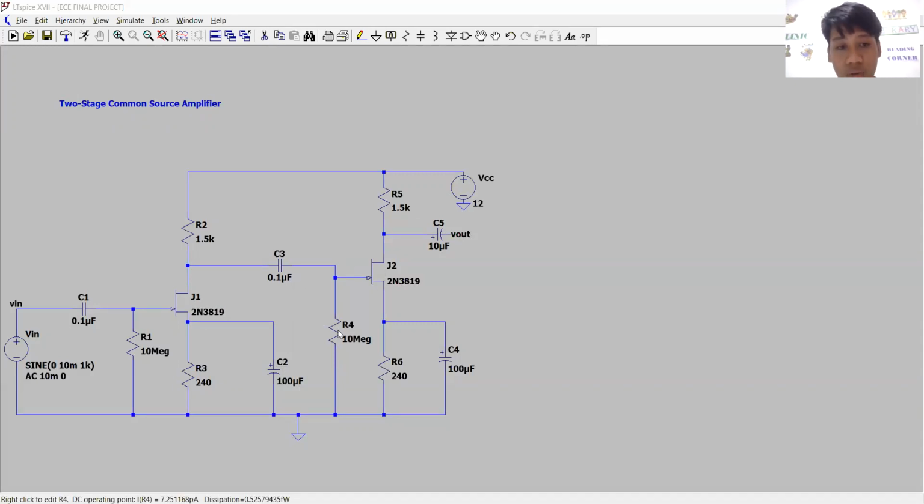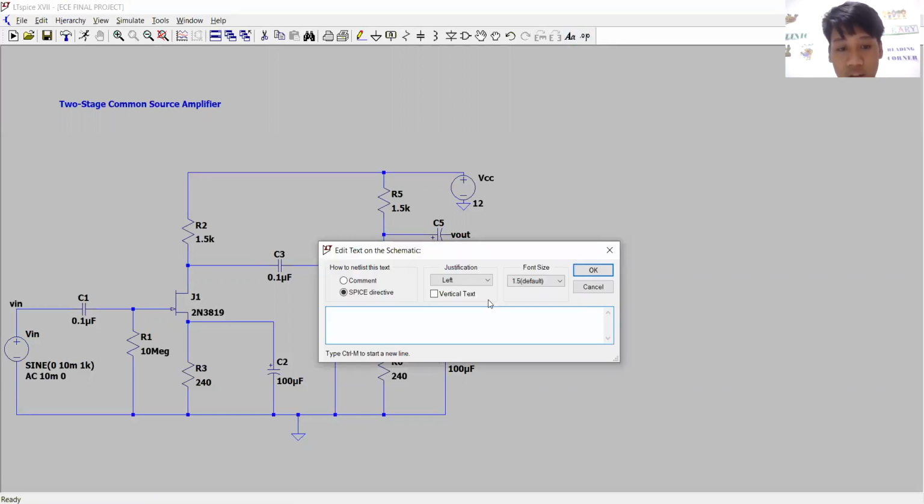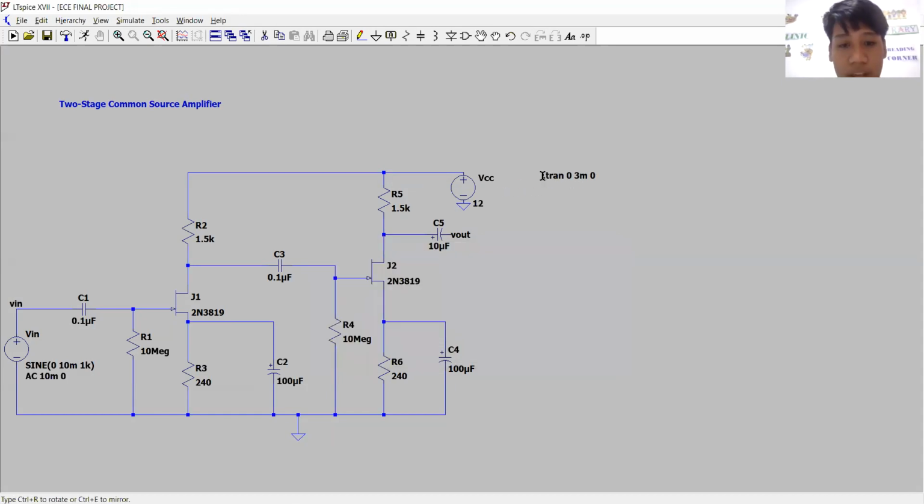To start things off, we are going to do transient analysis. And for transient analysis, you have to type this command. The command will be run transient, the first command, to run 0, 3 and 0. And we will place it here, up here.